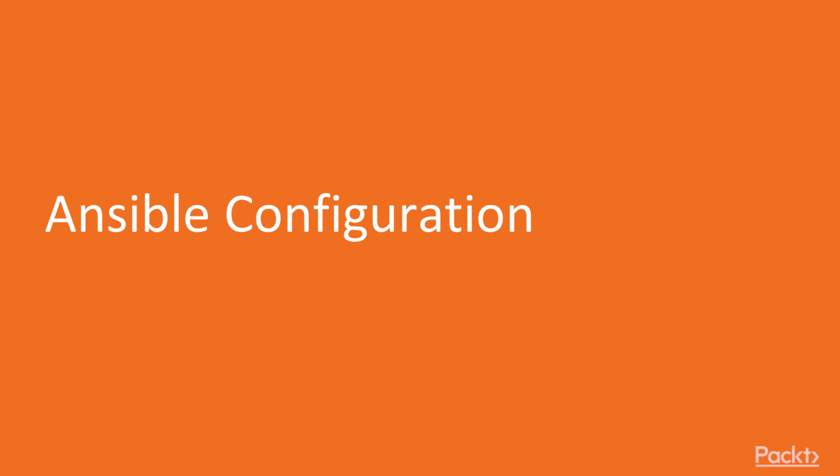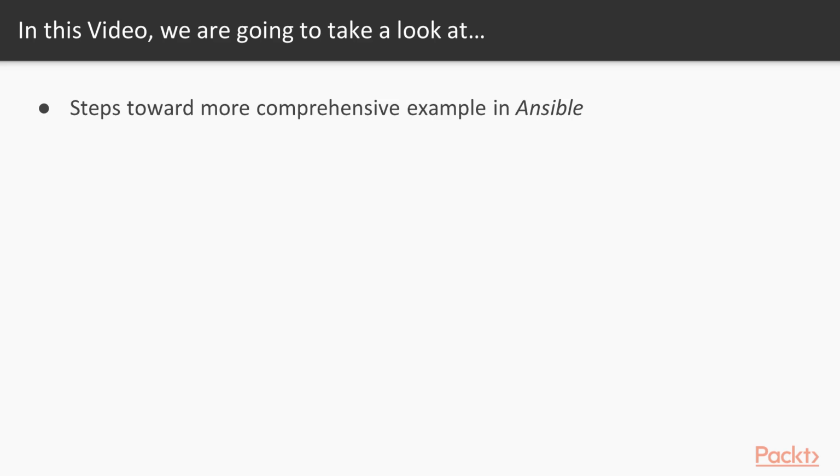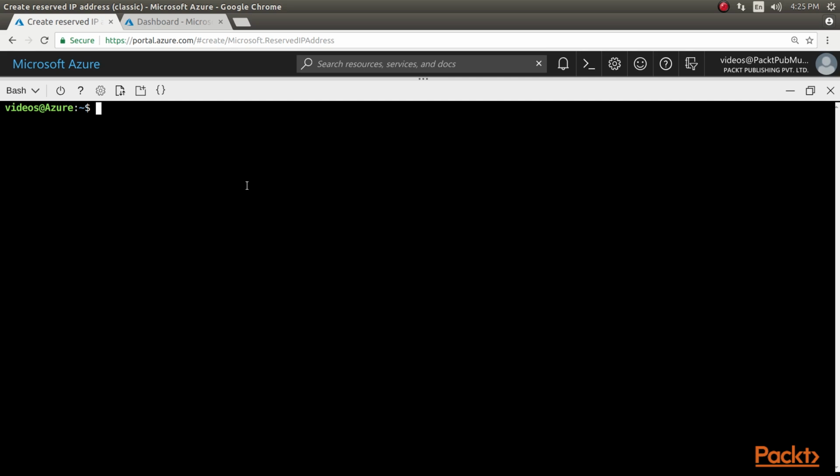In the last video, we looked at server provision software. In this video, we're going to take a look at steps toward a more comprehensive example in Ansible. For now, we're going to install and configure Nginx, a very popular web server, so we can showcase the main concepts of Ansible. First, we're going to create a VM in Azure with an associated static IP, so we can target it from our inventory.